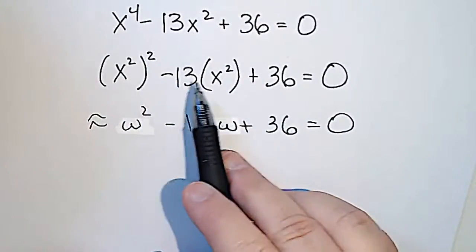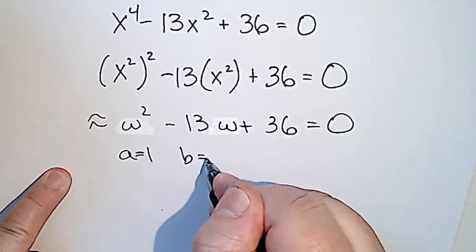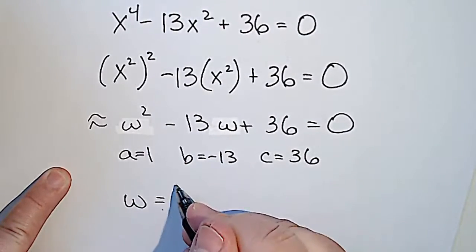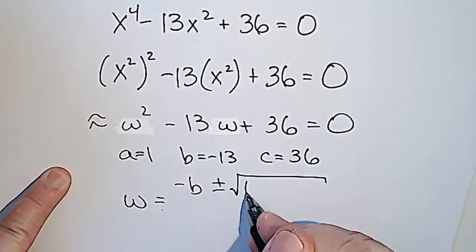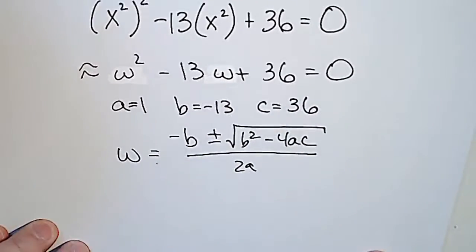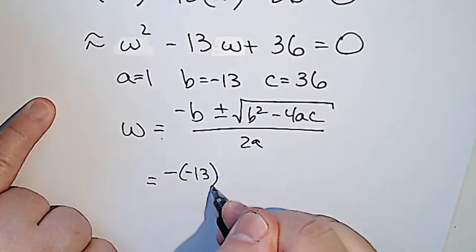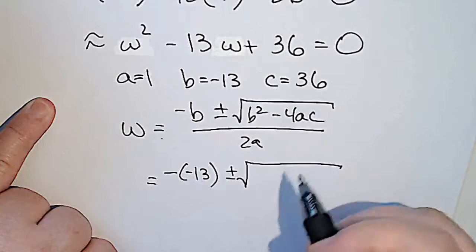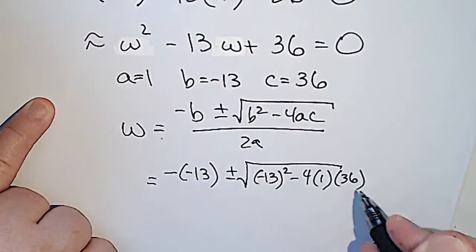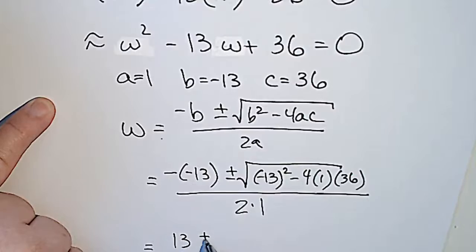w squared minus 13w plus 36 equals 0. So a is 1, b is negative 13, c is 36. w equals the opposite of b plus or minus the radical of b squared minus 4ac, all over 2a, which then gives me the opposite of negative 13 plus or minus radical negative 13 squared minus 4 times 1 times 36, over 2 times 1. So I get 13 plus or minus radical.